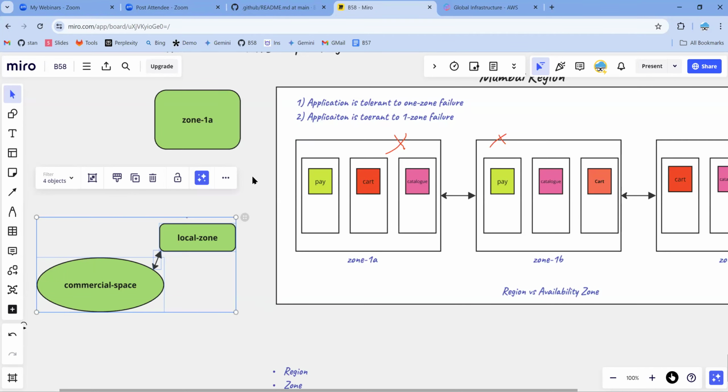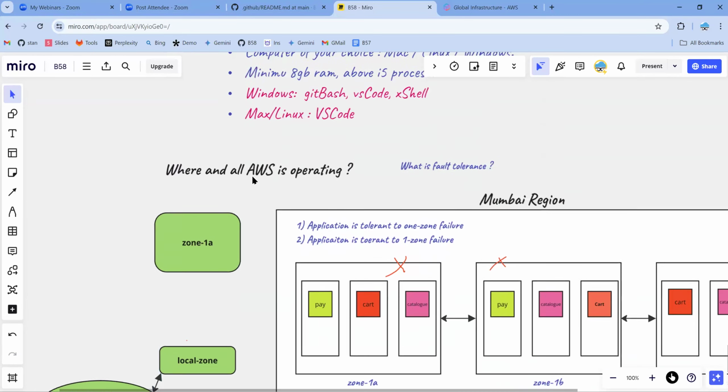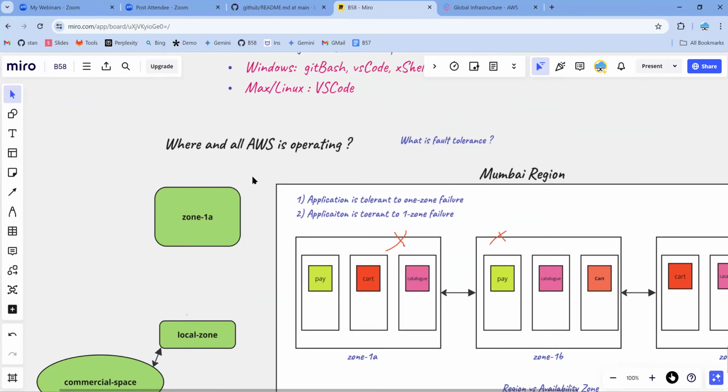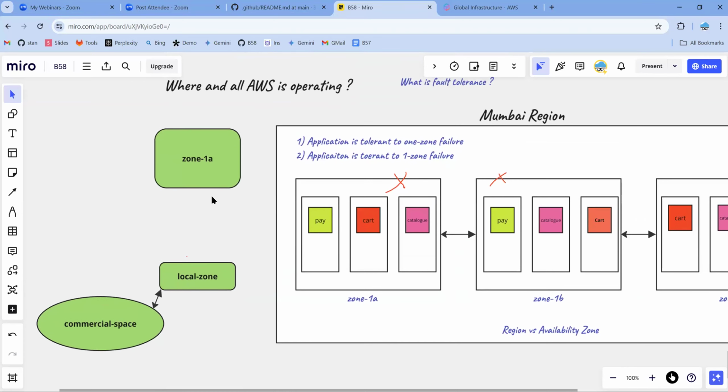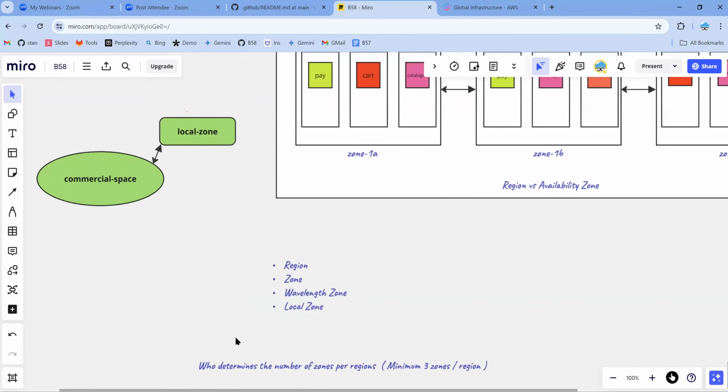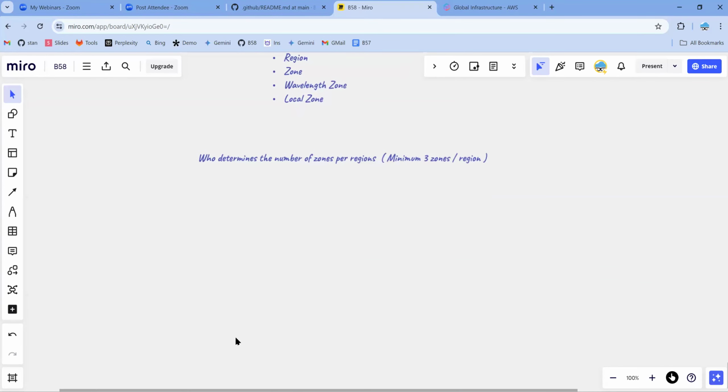And this wavelength zone and local zone are not for everyone. If you want to use a local zone, you need to register. I'll be showing you, but there is no big difference for you. A wavelength zone is strictly for the telecom and network providers, not for everyone. So I answered most of the questions, but who determines where my infrastructure is to be hosted?